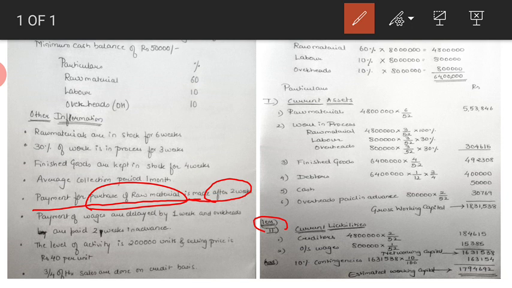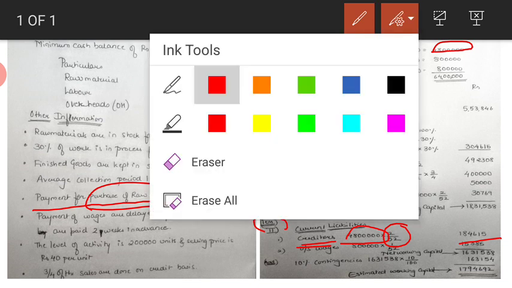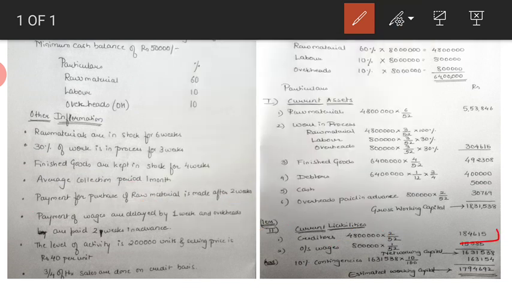So it is creditors. So creditors are current liabilities. Creditors are always valued at raw material cost. So what is the raw material cost? Raw material cost is 48 lakhs and they are paid after 2 weeks. So 48 lakhs into 2 divided by 52 gives us 1,84,615. So 1,84,615 becomes the working capital for creditors.